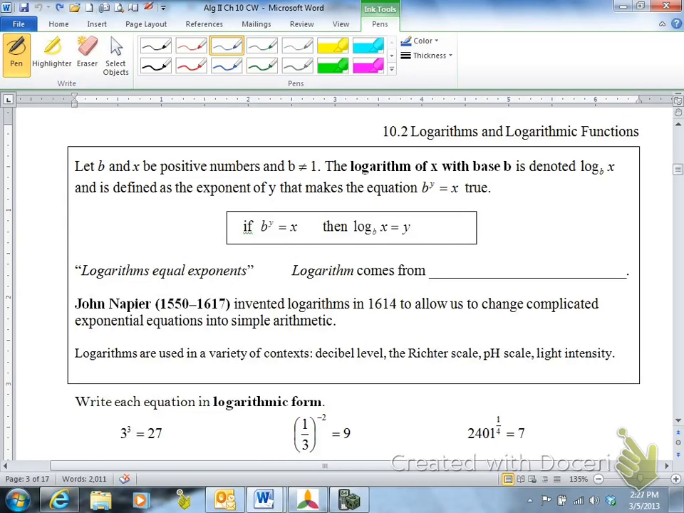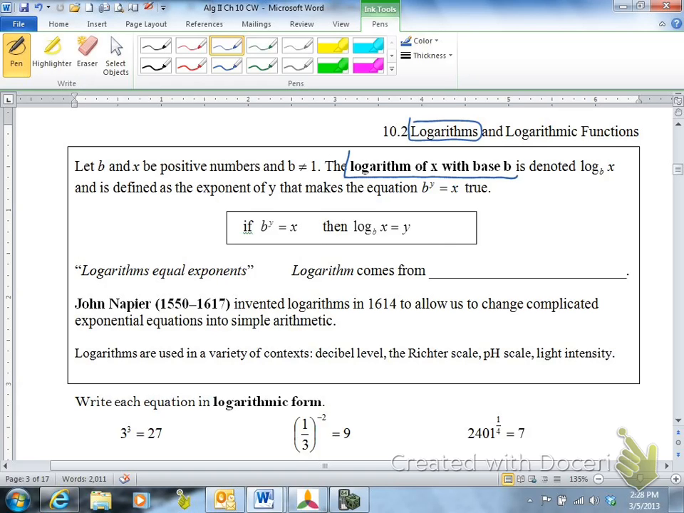In this lesson, we're talking about logarithms. It's a complicated word to spell, and a lot of students are intimidated by logarithms, but they're actually not as complicated as they might sound. So, let b and x be positive numbers and b is not equal to 1. That's just part of the definition of a logarithm.